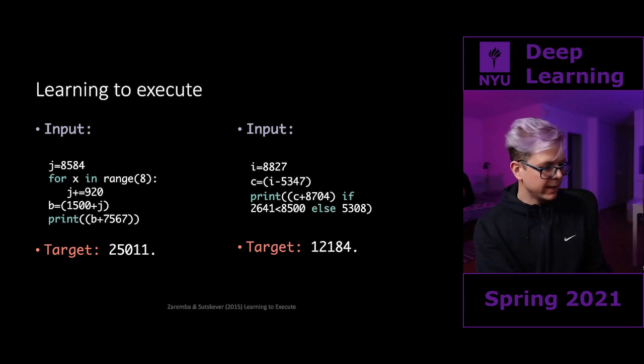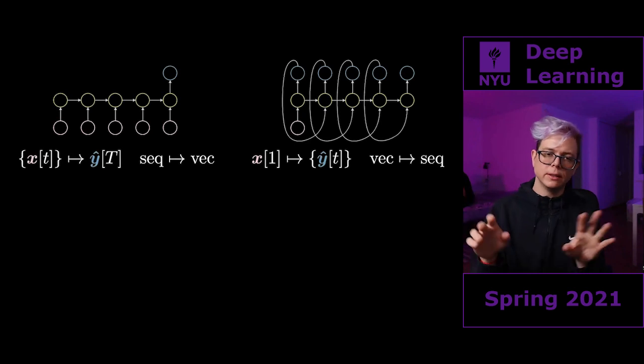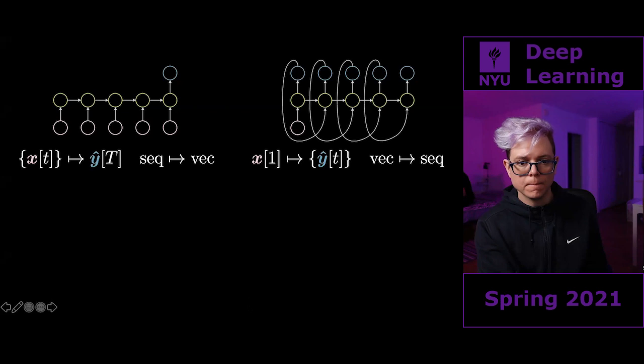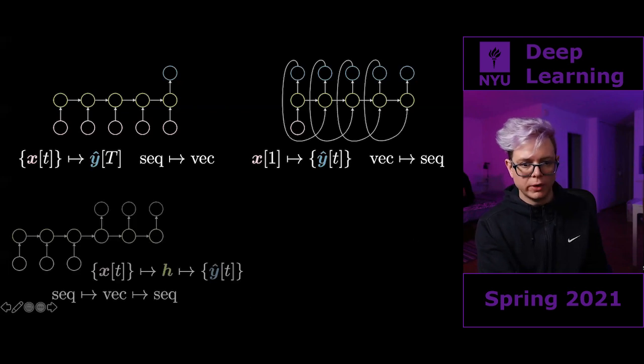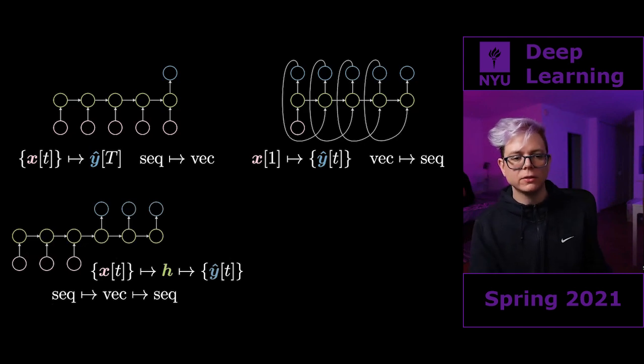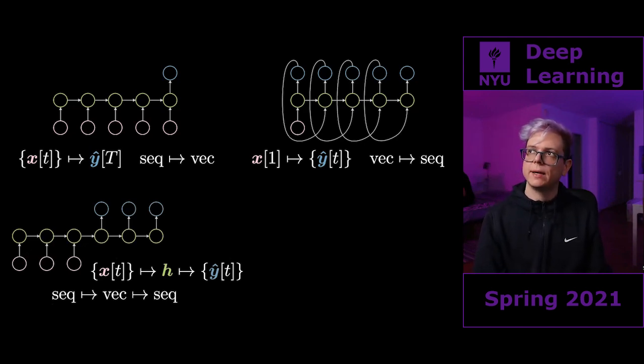Back to the previous diagram, we covered vector to sequence and sequence to vector. What's missing? For example, we have sequence to vector to sequence, okay? And this used to be the standard, the state-of-the-art manner to perform translation.